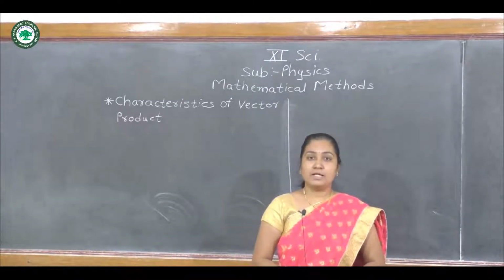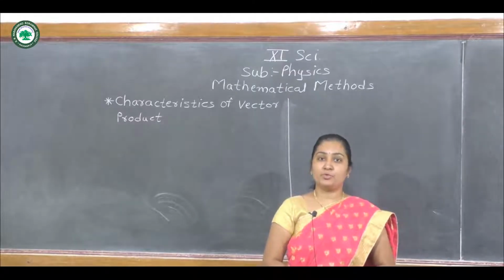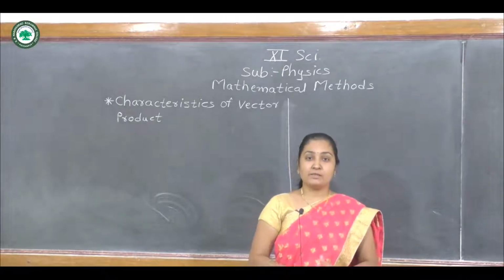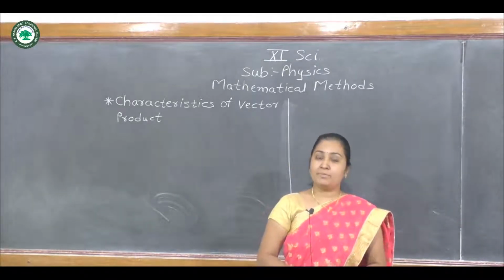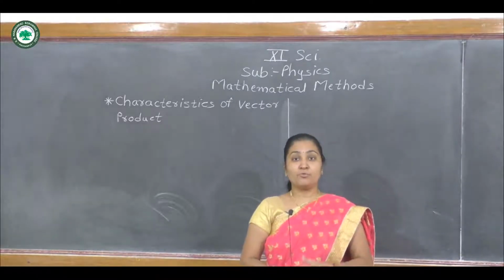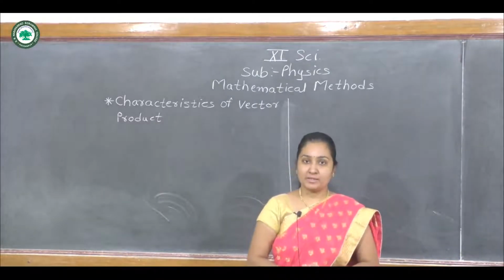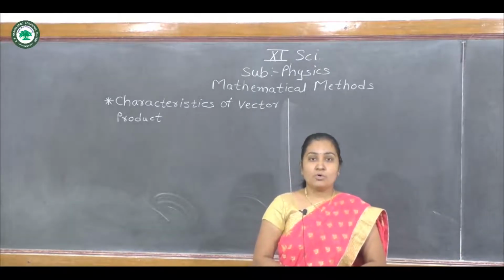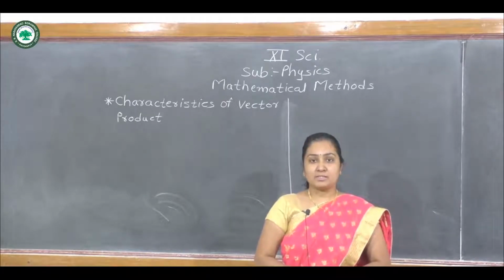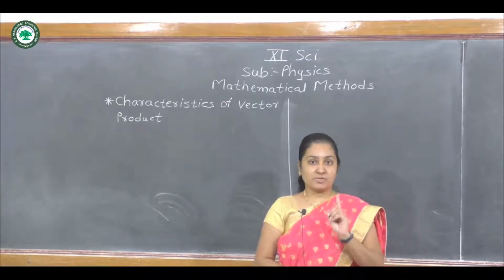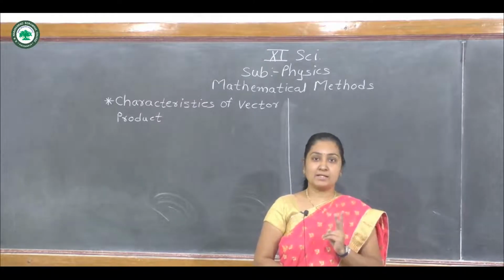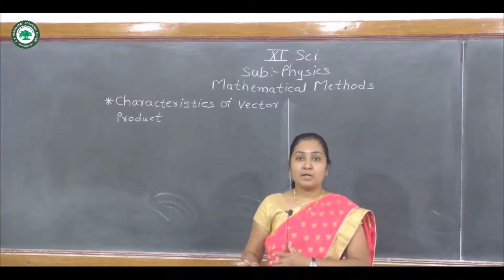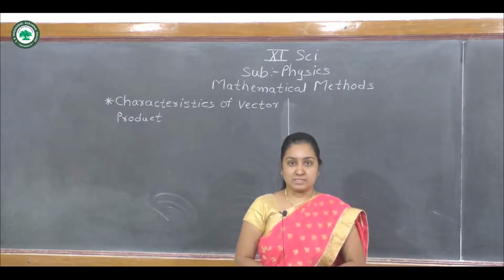We are going to study 11 Science Physics chapter number 2 Mathematical Methods. In the last lecture we studied the vector product. In multiplication of vectors, when we multiply any two vectors, we get a product of those vectors. There are two types: first is scalar product and second is vector product. So we are going to study the vector product and its characteristics.